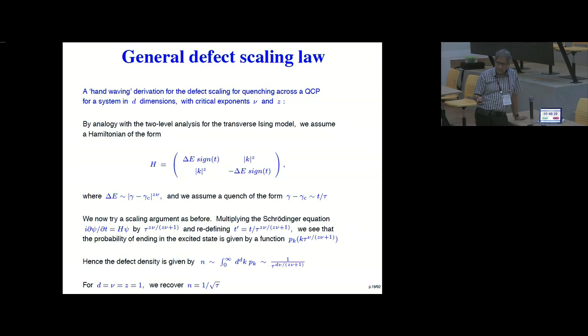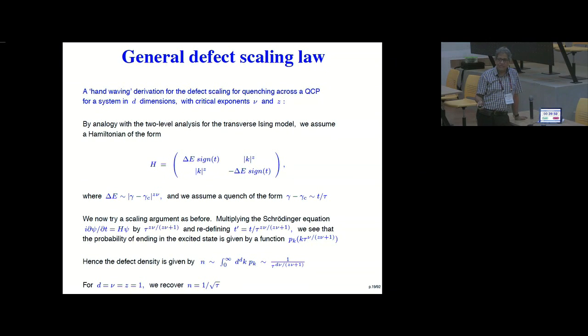You get a Schrodinger equation where there's k times a parameter like this, and so the probability of ending in the excited state is given by some function of this combination. Okay? So I'm skipping some steps here, but it's basically exactly the same kind of scaling that we saw earlier. And we don't need to know what this function is. All that we need to know is that it's a function of this combination. And it goes to 0 if tau goes to infinity, and it goes to 1 if tau goes to 0. That's really all we need to know.